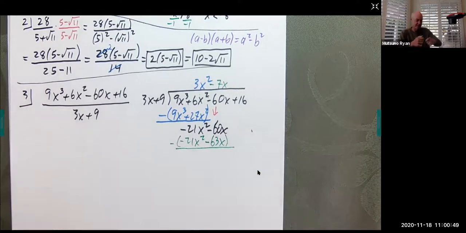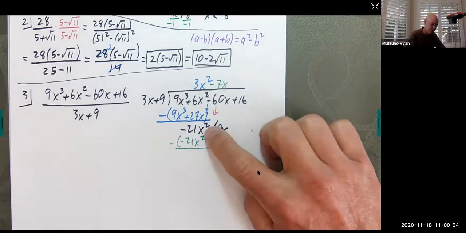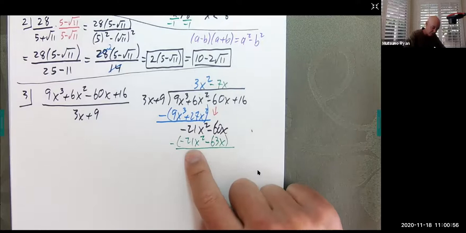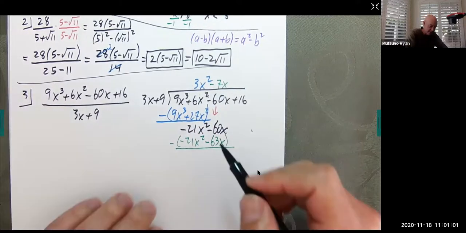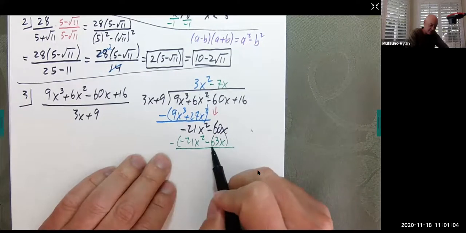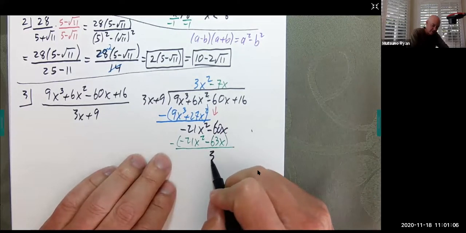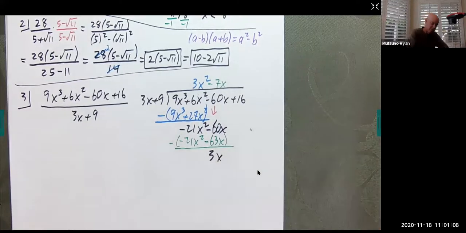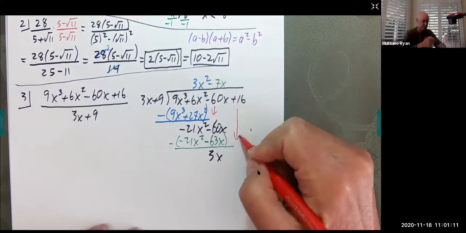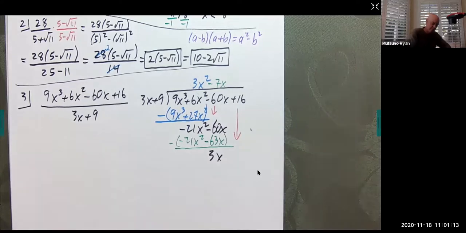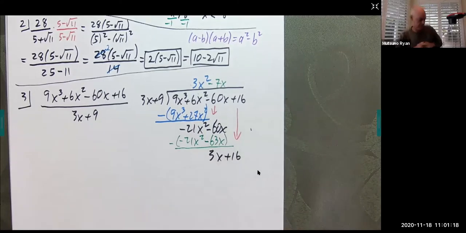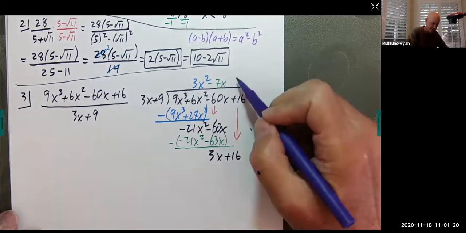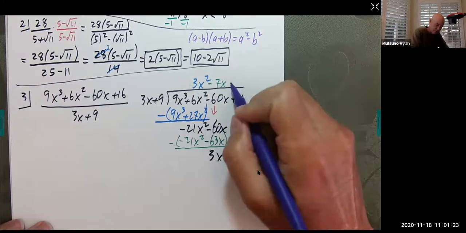You're going to be careful with all these negatives now. Negative 21x squared minus minus, that becomes plus 21x squared. They're gone, as they should be. Negative 60x minus minus, that becomes plus 63x. That becomes 3x. Bring down 16. And lastly, I need something times 3x to give me 3x. That's just going to be a positive 1.